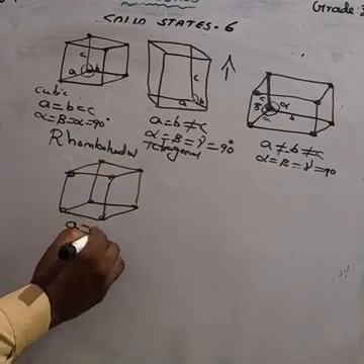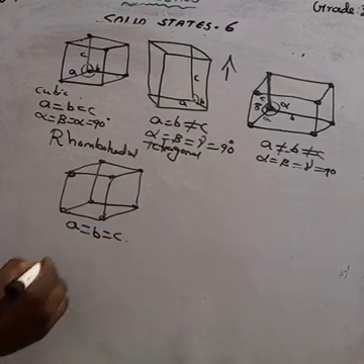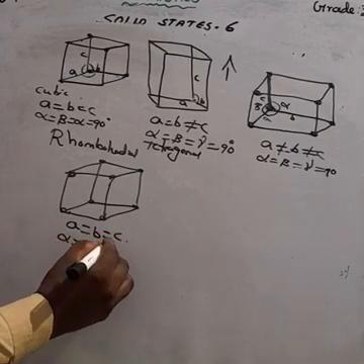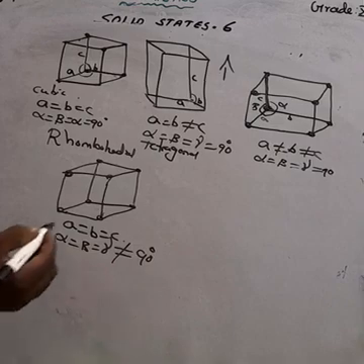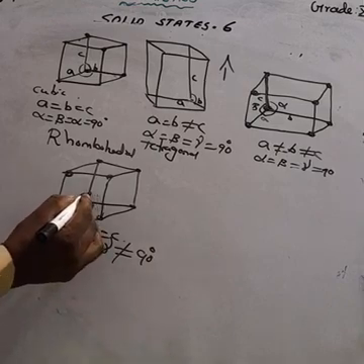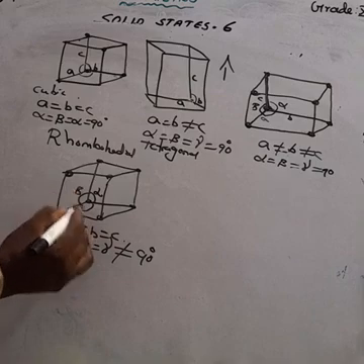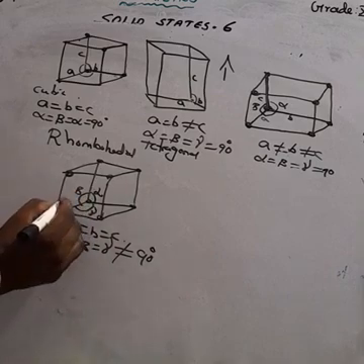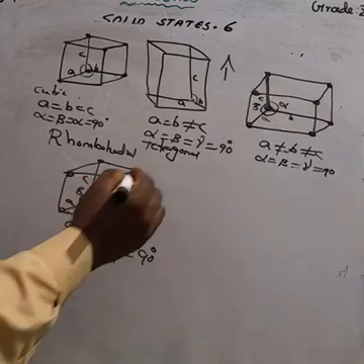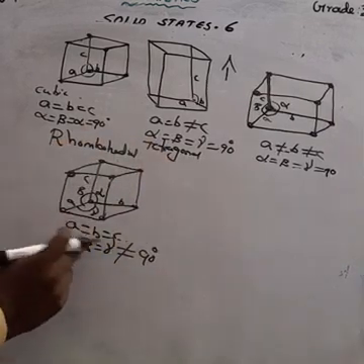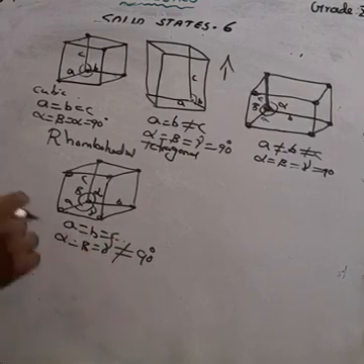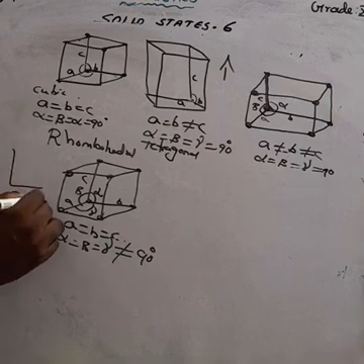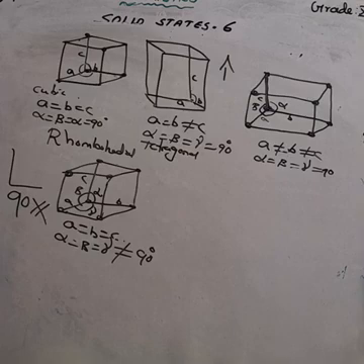Same length means A is equal to B, B is equal to C. Alpha is equal to beta, beta is equal to gamma. But gamma is not equal to 90 degree. Can you understand? Alpha is equal to beta, beta is equal to gamma, gamma is not equal to 90 degree. That is about the rhombohedral. Same length, almost the same length, but angles not equal to 90 degree.